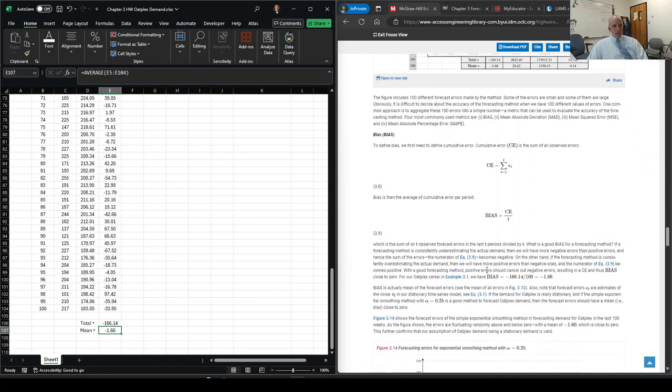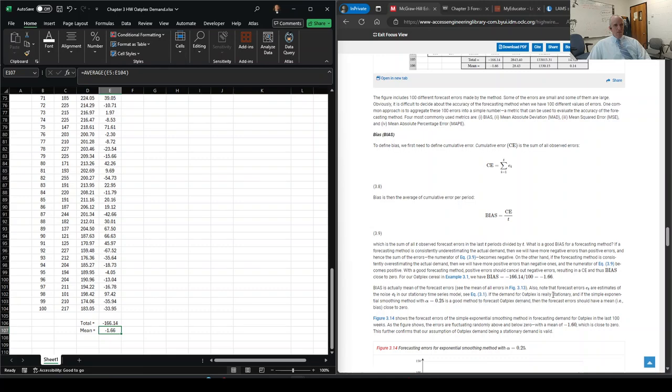The book goes on to say, okay, but bias as the mean of the forecast errors. So it's saying bias is actually 166.14 divided by 100. This is the bias. It is actually the mean of the forecast errors. Note that forecast errors are estimates of the noise. We talked about the demand plus the noise.